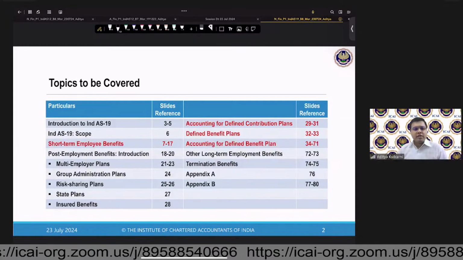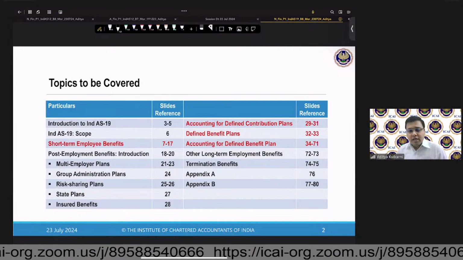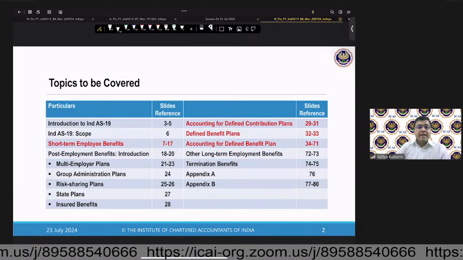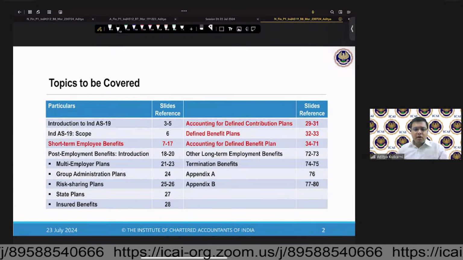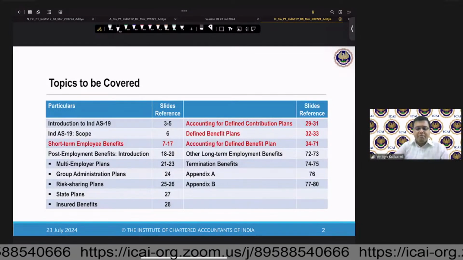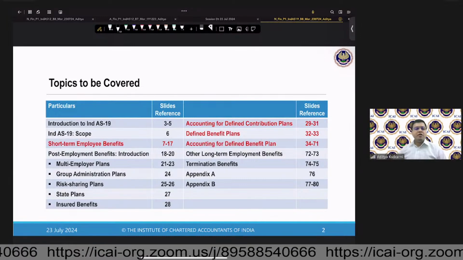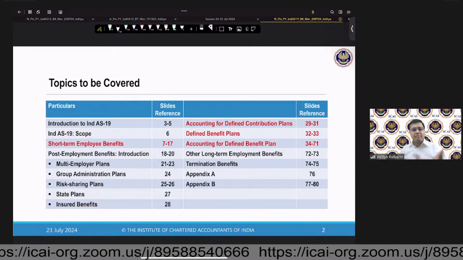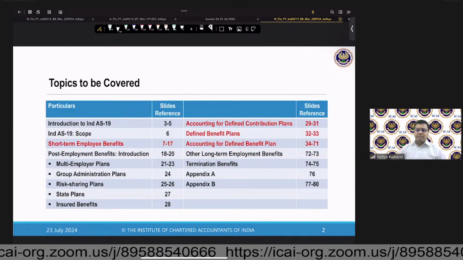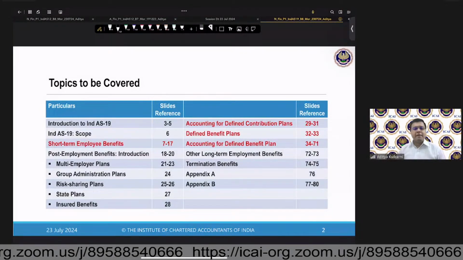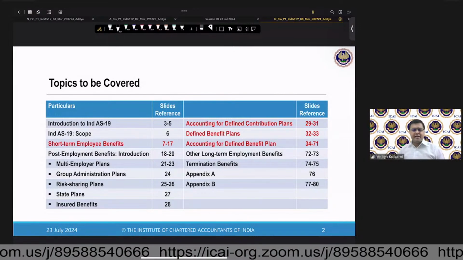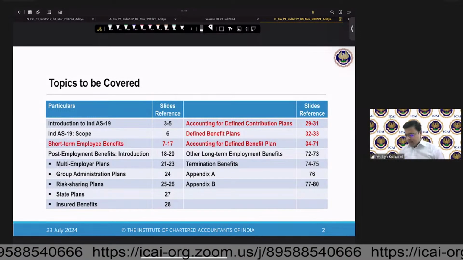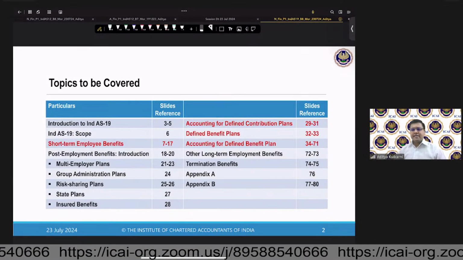And finally, you have something known as termination benefits. This basically covers those items which are under the broad category of retrenchment compensations. Retrenchment compensation means an employee is forced to leave the company, for which the entity pays a certain amount to the employee. That is your termination benefits. After that, we have appendix A and appendix B that form a part of this standard. So these are the broad categories that we have as far as our discussions are concerned.